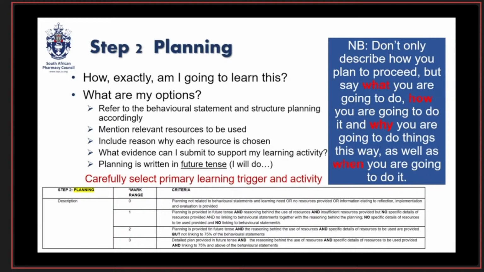Again, you can see the assessment grid, and we always aim for a 3. You can see you've provided a detailed plan in future tense, the reason why you chose the resource, the specific detail of the resource, and you've linked to at least 75% or above of the behavioral statements. It's always better to ensure or to try and address all the behavioral statements.